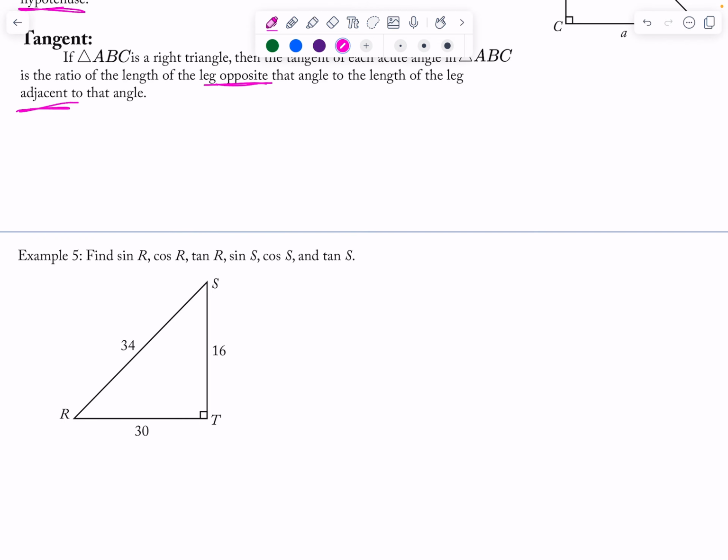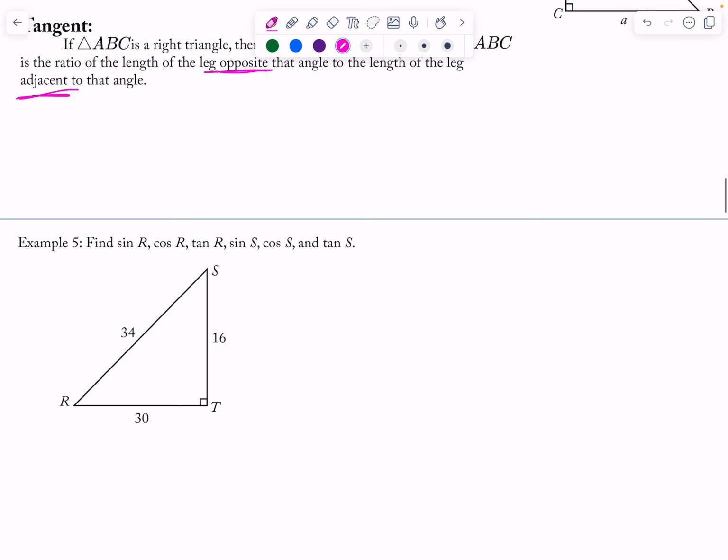So when you look at it, if I want to find sine of r, the difference between finding r versus s is, if you look at r, my opposite and my adjacent sides are going to change. So here, when I look at r, my opposite side is going to be here, where 16 is, and my adjacent side is going to be my 30. And then my hypotenuse is my 34.